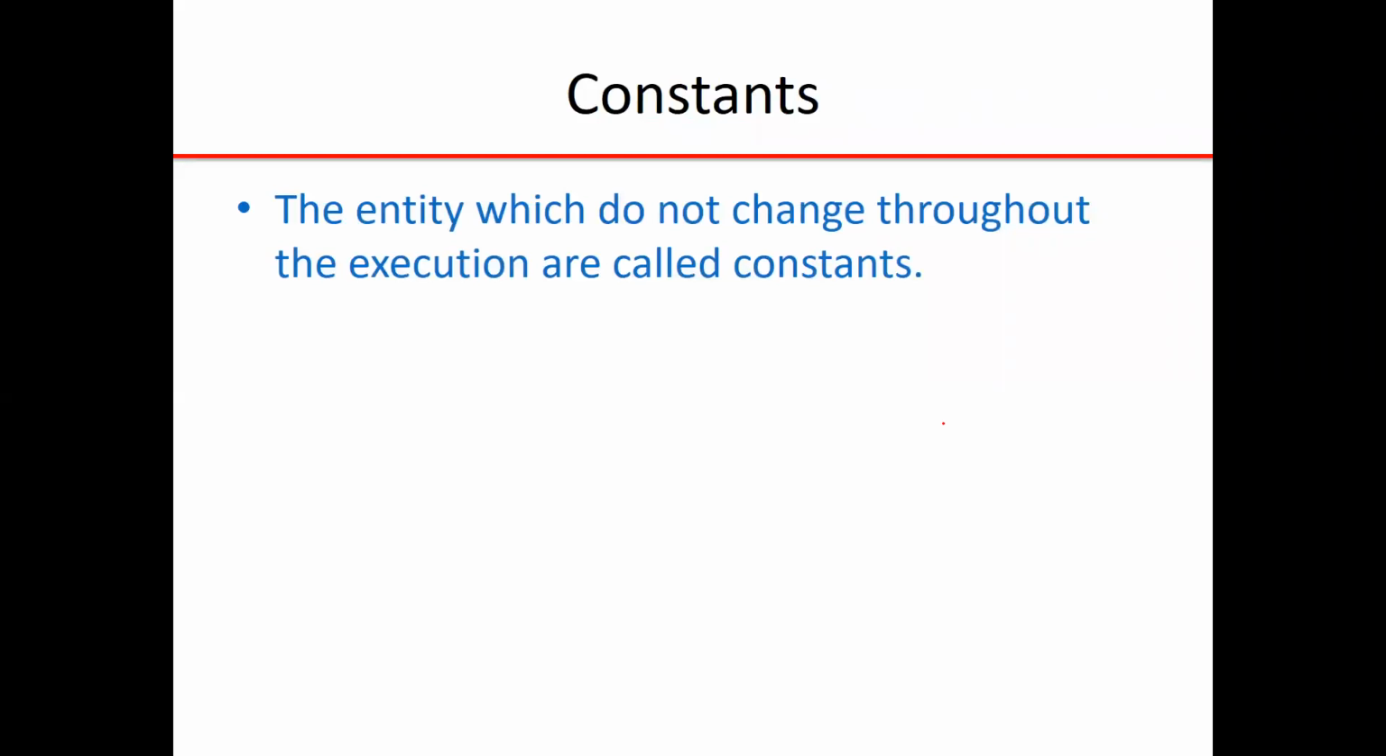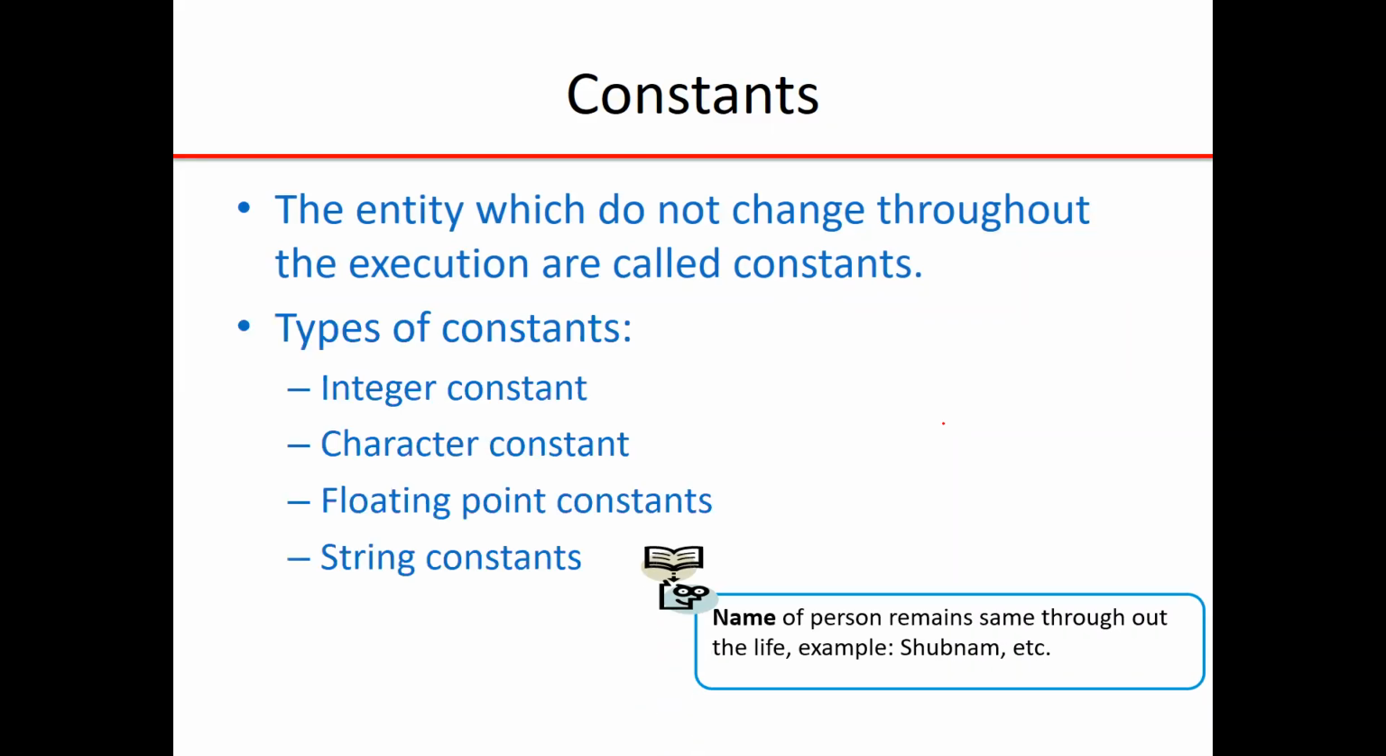Constants. Constants are classified into two categories: string constants and numeric constants. Constants are entities which do not change throughout the program. All of you are familiar with the definition of constant. Constant and variable, these are the two important things. Variables are those things which we can change. Constants are those things which will not change.